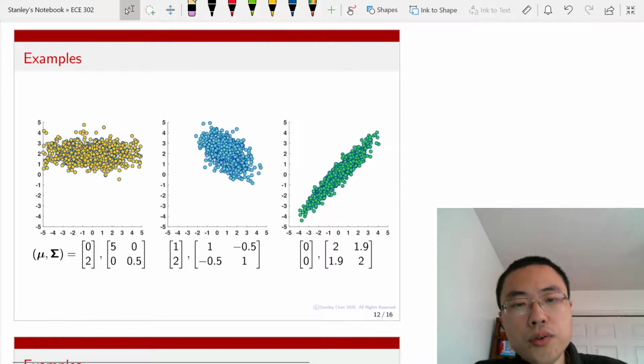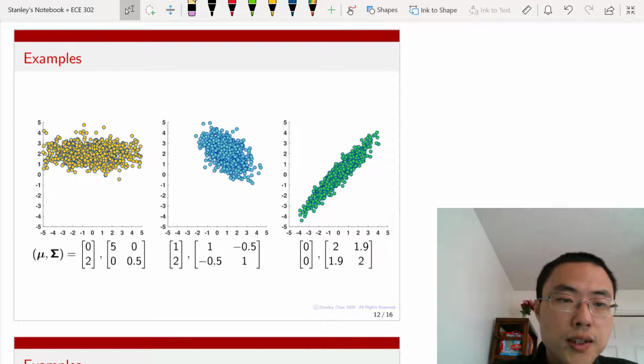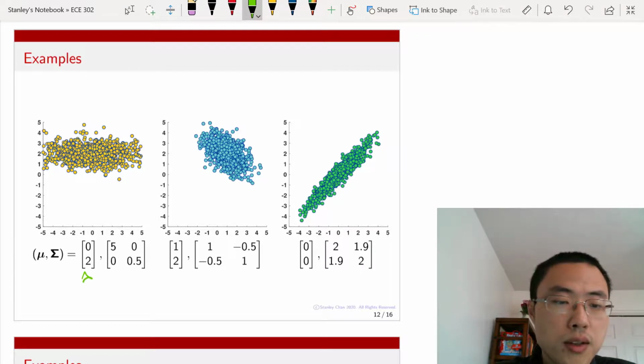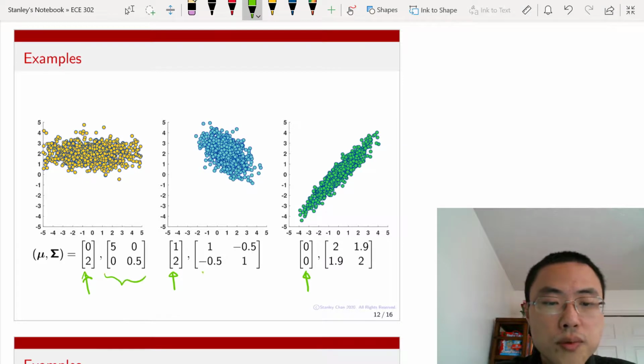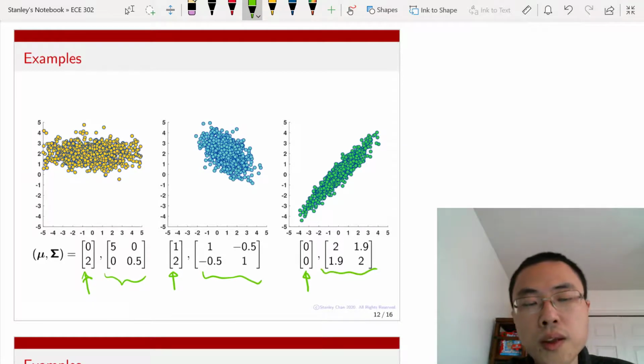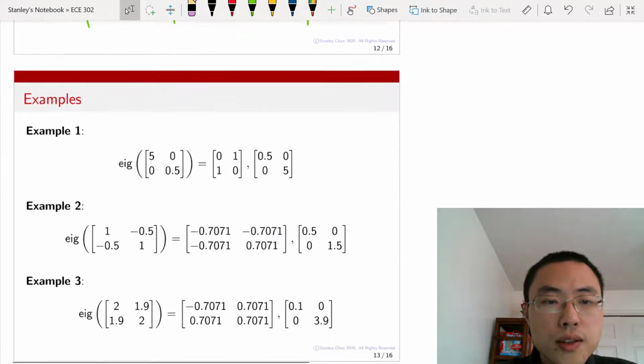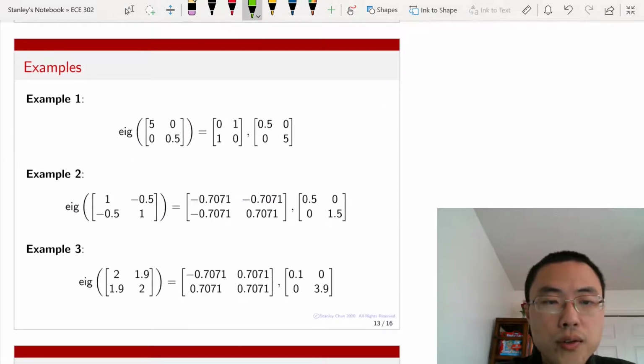So here are a few examples. These are the examples that we have seen in the last lecture. We have means of (0, 2), (1, 2), and (0, 0). These are the covariance matrices, the first one, the second one, and the third one. What we want to do is to run the eigendecomposition and see if we are able to determine the orientation of this Gaussian. So let's try these three. Okay, so example 1, 2, and 3.